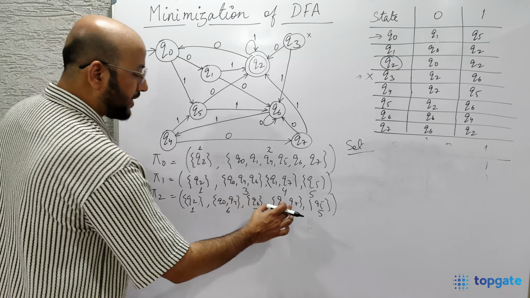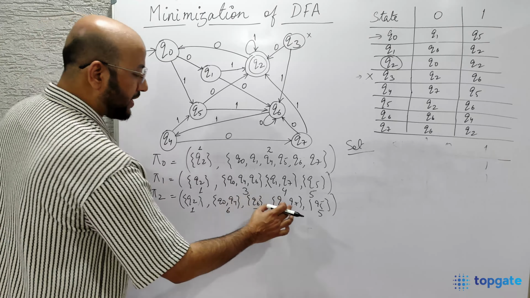Correct? Now we see from Q0, Q4 with input alphabet 0. I'll just come here and see from Q0 and Q4 with input alphabet 0, I'm getting Q1 and Q7. So I'll see whether I have Q1, Q7 here. Yes, I have Q1, Q7. So I'll simply write Q1, Q7 here. Clear? Similarly, Q0, Q4 with 1. I'm getting Q5 and Q5. So I'll see that Q5 is available here. Yes, it's available here. So I'll write Q5 here.